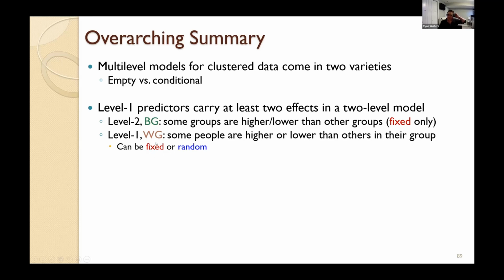Fixed effect of any predictor is assumed to apply equally. The random effect quantifies whether that lower level predictor, so in this case, respondent age, whether that effect varied across level 2 groups.